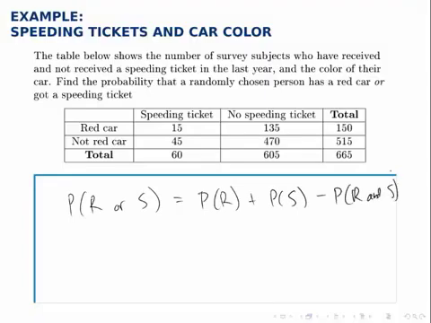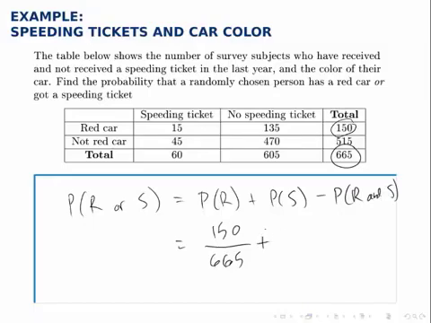Again, since these events are not mutually exclusive, since they can happen together, we need to consider the overlap and subtract it off. Since we're selecting from a group of 665 total people, that'll be the denominator for each piece. The probability they had a red car, well, the total number of people in this group who had a red car was 150. 15 of them got a speeding ticket, 135 didn't. But a total of 150 people in this group had a red car.